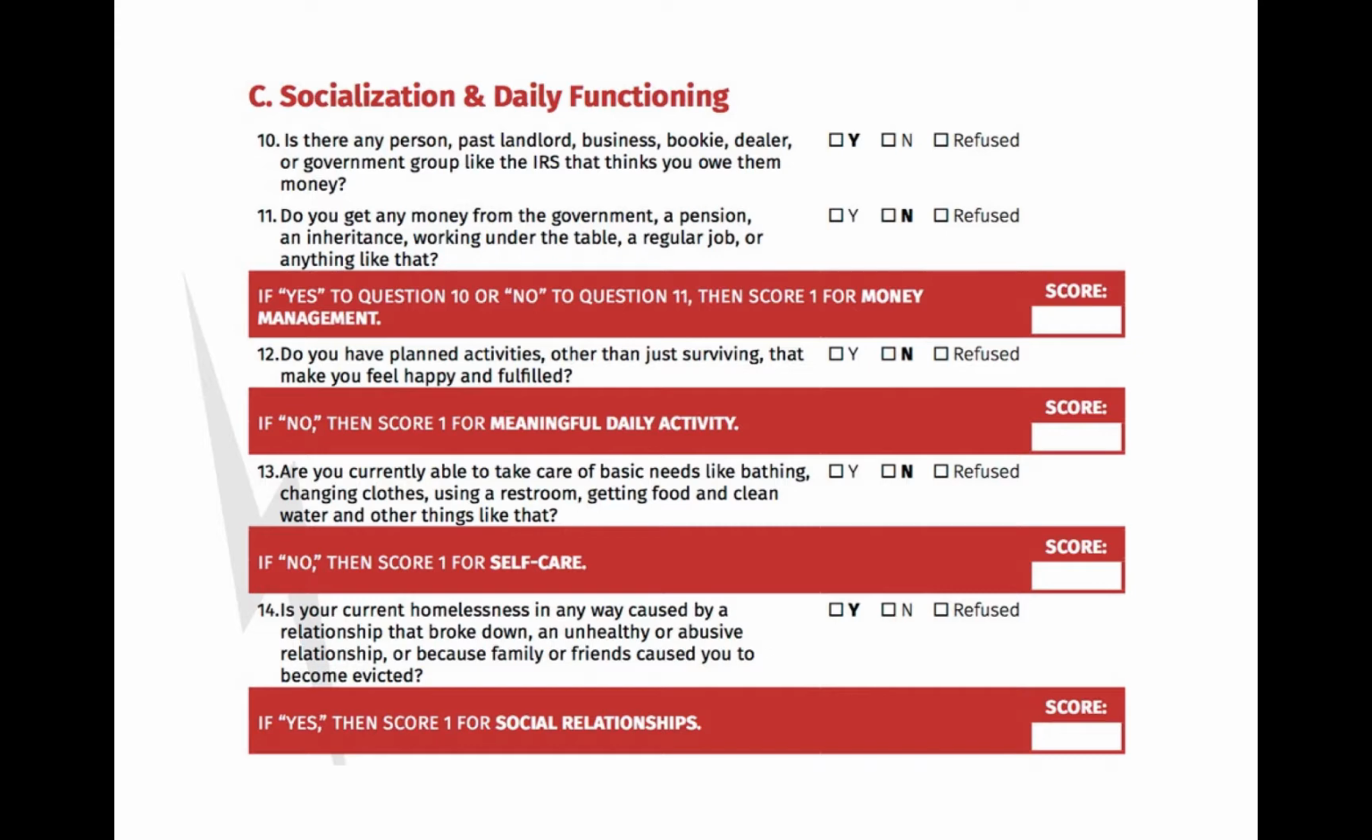Is your current homelessness in any way caused by a relationship that broke down, an unhealthy or abusive relationship, or because family or friends caused you to become evicted? Again, just yes or no question. This is going to help answer social relationships.